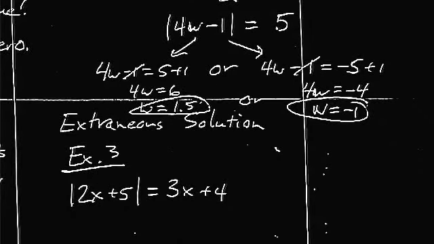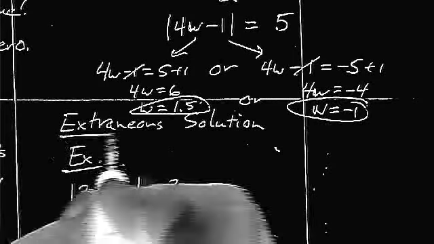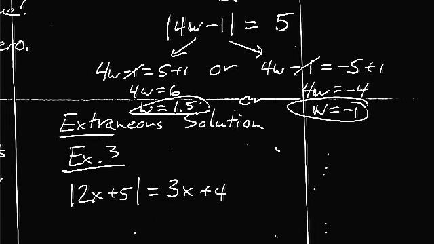Now, this phrase, extraneous solution. There's your $15 phrase that you'll use at your next party, I'm sure. Extraneous solution. You can see the word extra in there. The word extra is trying to indicate to you that the solution that you found is not a true solution.